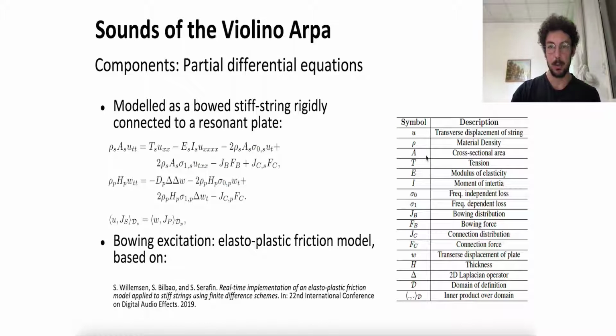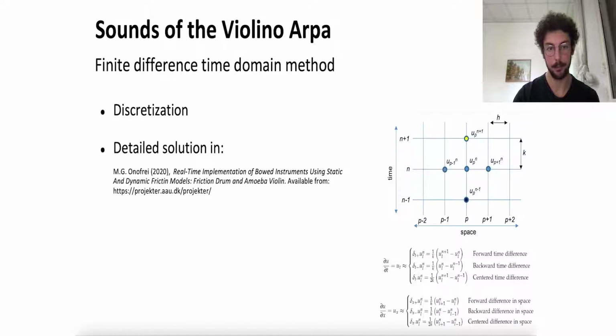I'm not going to go through all the parameters, but details can be found in the paper. Regarding the bowing excitation, we used an elastoplastic friction model, which had previously been applied to stiff strings by Willemsen and others in 2019.